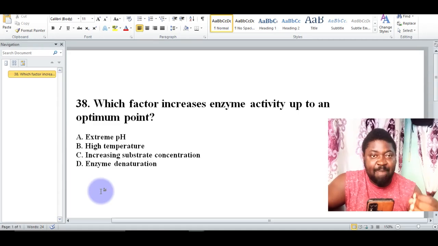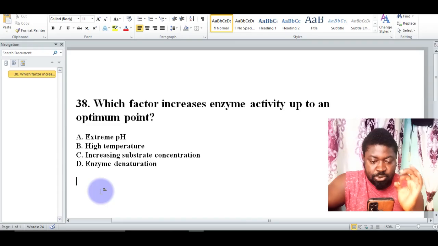I believe you know about the lock and key hypothesis. If the substrate concentration is increased, there's going to be more increase in enzyme activity until the saturation point has been reached. That is when we know about the optimum point. So the correct option is C, increase in substrate concentration. Let's look at question number 39.